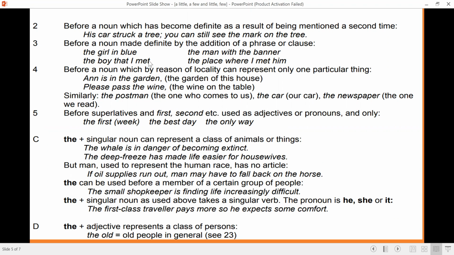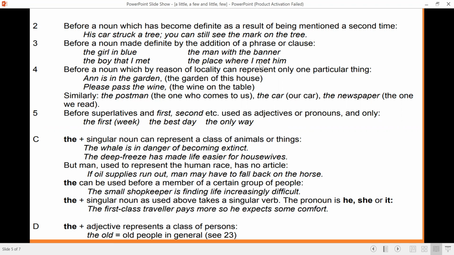Use number three: before a noun made definite by the addition of a phrase or clause. So you can also use the before a noun which has been made definite. How has this noun been made definite? By the addition of a phrase or a clause. For example, the girl. Girl is a noun, and you are making it definite by adding a phrase, this prepositional phrase here, the girl in blue. All right, so you are making the girl definite by adding a phrase here.